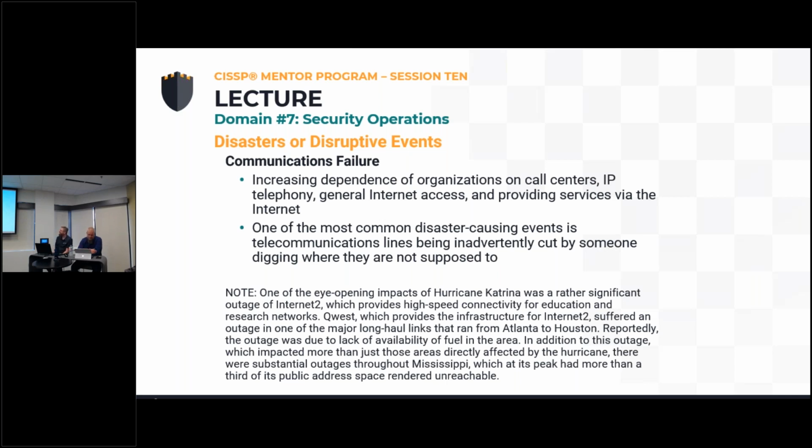Anyway, communications failures. So call center, IP telephony. So if our network is down, that's a big issue. The telecom being inadvertently cut by someone. I know personally been there where I was told by our MSP we had redundant circuits between our data centers. No, they had one central point where kind of the triangle, but they had one point where they had to meet and diverge, and it was on the side of the highway, and they were mowing and hit it and took down both links at once.